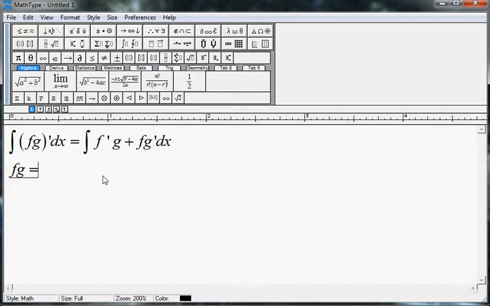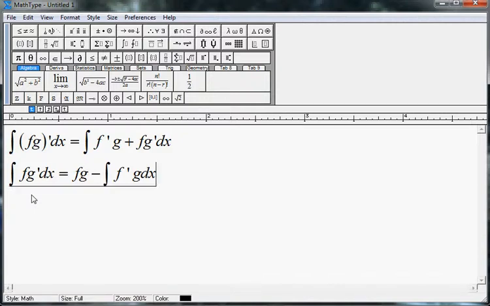The right side, let me just rewrite it. f'g we can split up into two integrals like that. And from here we can move this guy over to the left hand side. Let me just copy him, and I'm just gonna move this to the left, because that's how it's normally written. Like that. So it's the integral of fg' dx equals fg minus the integral of f'g dx.